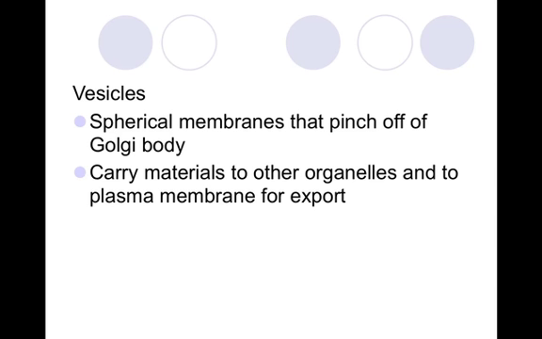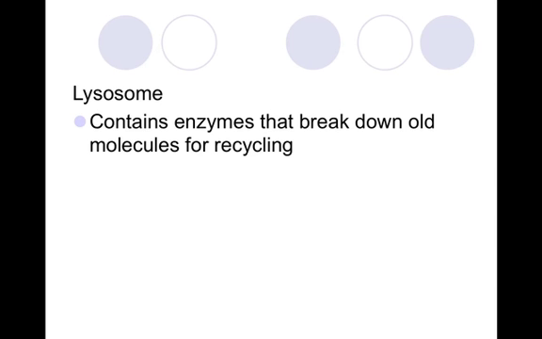Vesicles are spherical membranes that pinch off of the Golgi body. These carry the materials to the other organelles and to the plasma membrane to export things. There are lysosomes in the cells, and these have enzymes that break down the food and the old molecules in old cells, etc., for recycling. It's like the digestive system of the cell.